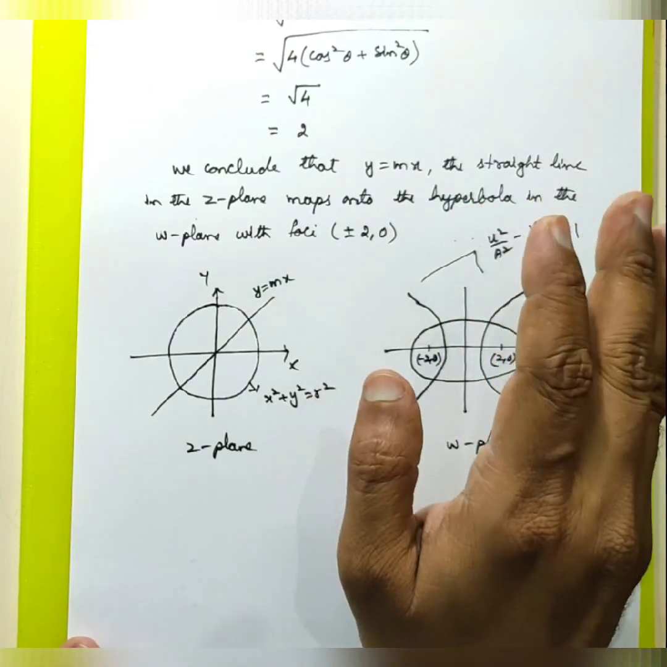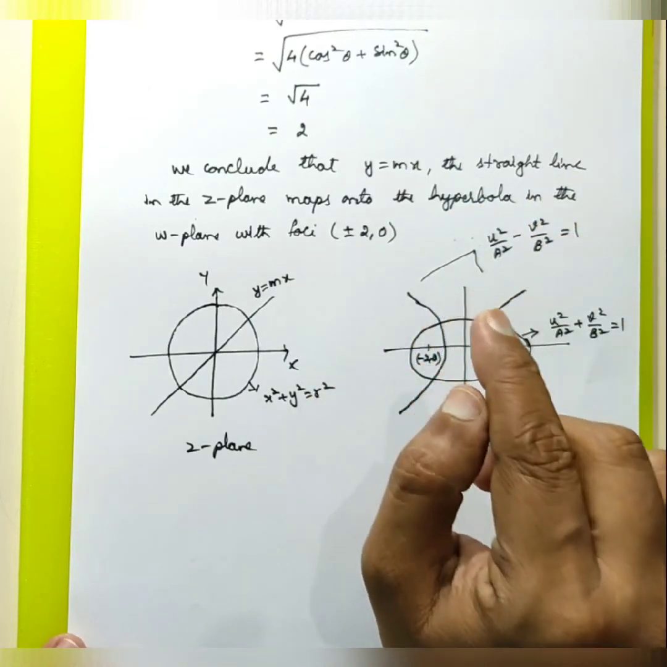So that's the discussion of the transformation w is equal to z plus 1 by z.